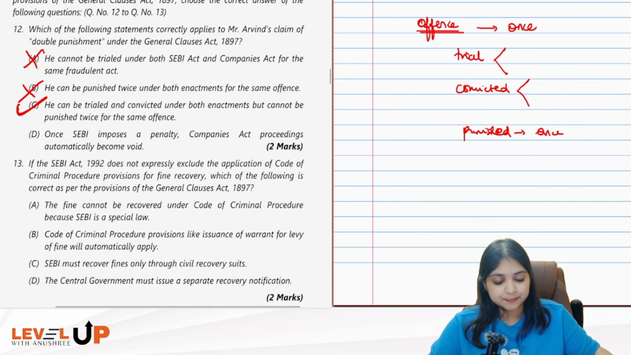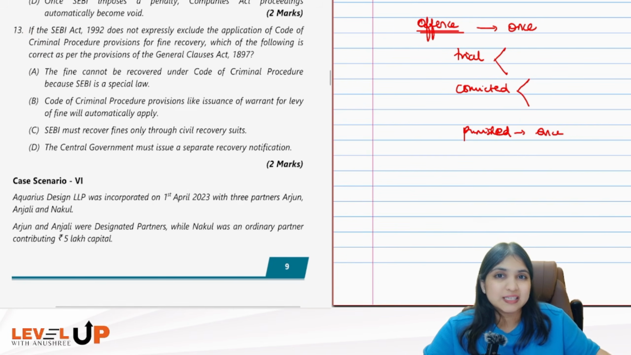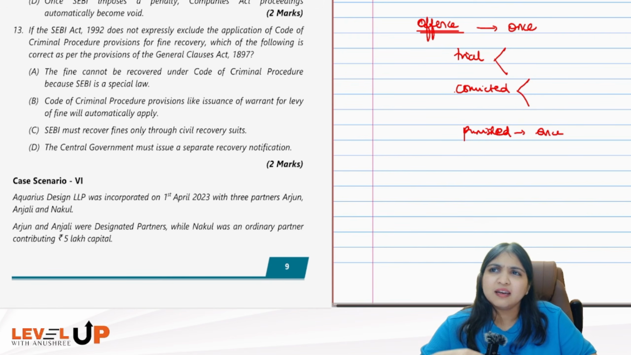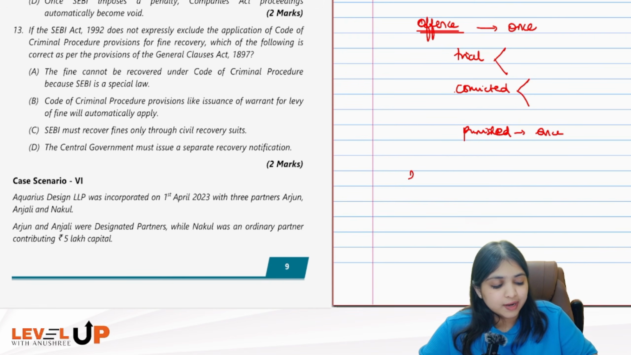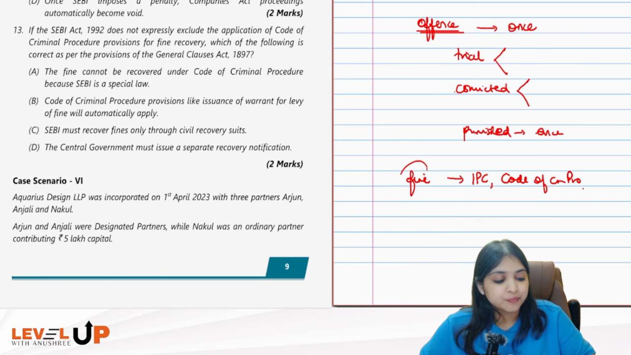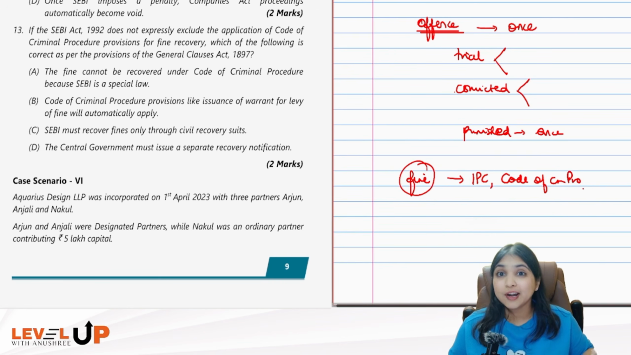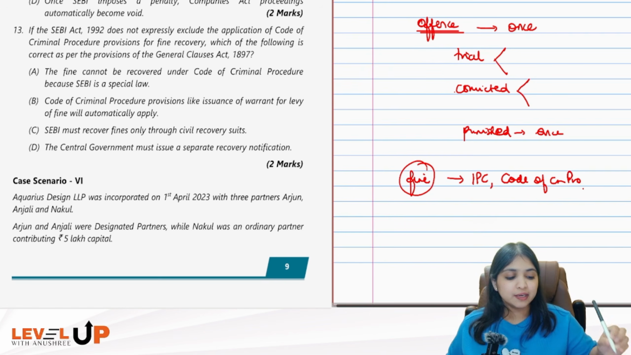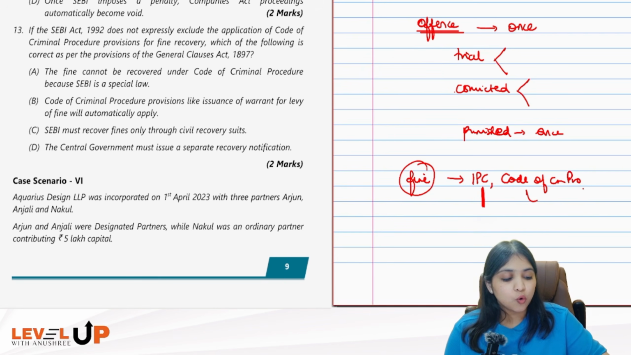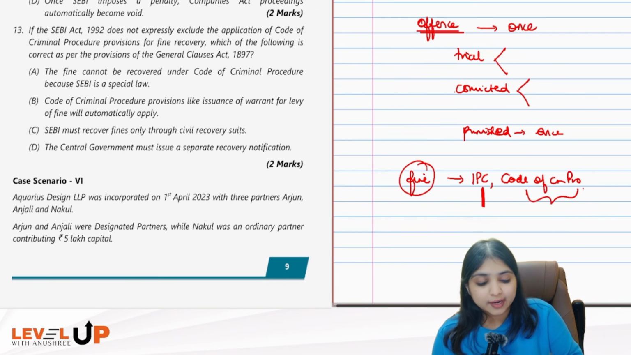So option C. Then listen, there's one small concept in your General Clauses Act. The concept says that in any law, if any fine has to be recovered, then the Indian Penal Code will also apply, and the Code of Criminal Procedure will also apply. Recovery of fines: if any fine has to be recovered under any law, and any warrant has to be issued to recover the fine, then the Indian Penal Code will also apply. The Code of Criminal Procedure will also apply. Look at the question now.